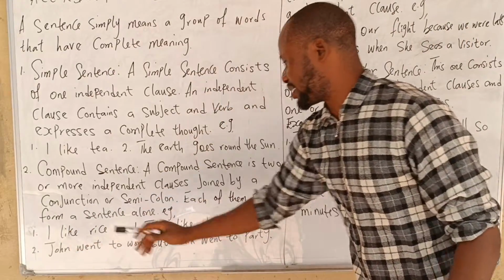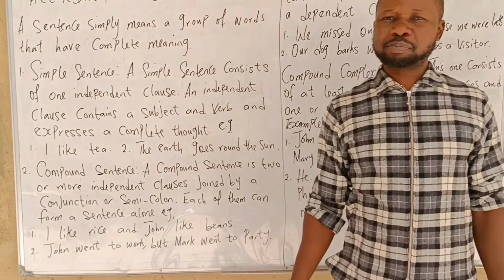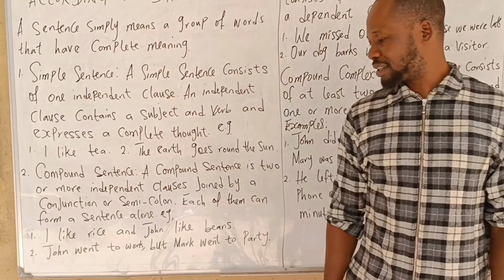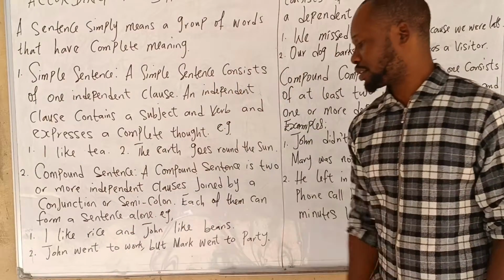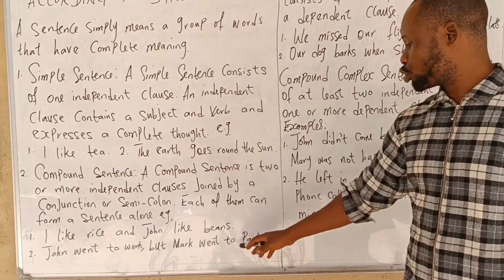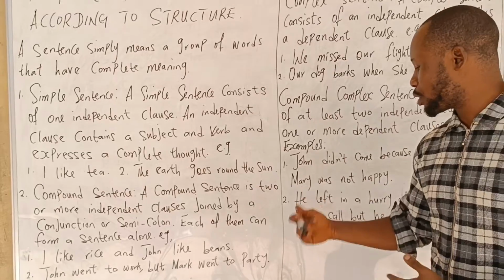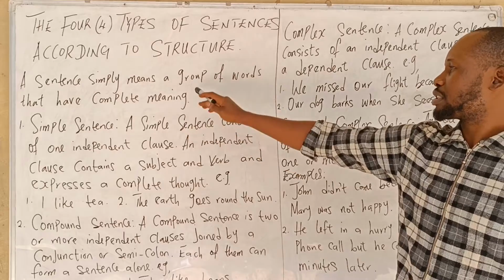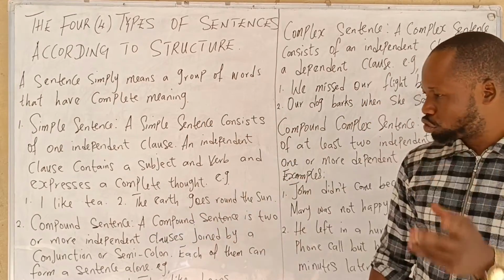Let us look at this example. We say, I like rice and John likes beans. I like rice is a simple sentence. So when you match two simple sentences together, it gives you what? Compound sentences. Let's look at another example. You say, John went to work. That can stand on its own. So when you see the conjunction, but Mark went to the party. John went to work, but what? Mark went to the party. So these are what? Compound sentences. So simple sentences is what? One message. Compound sentences, two messages.